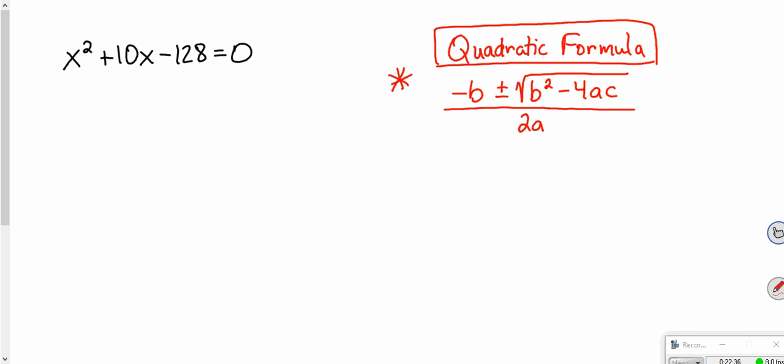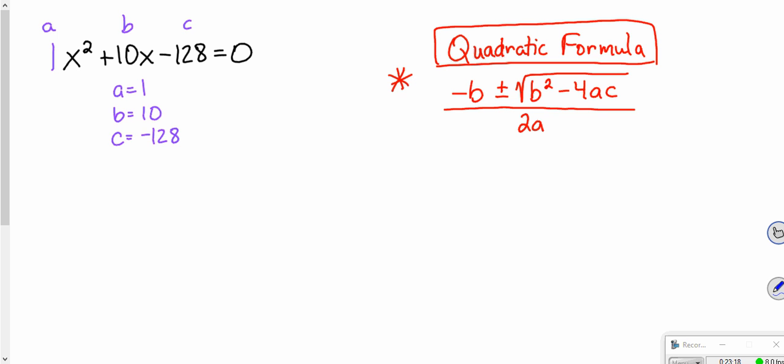Now you got to be wondering where the a and the b and the c come from. Those are our coefficients and constants in our quadratic equation. So this is a 1 if we don't see it, right? This is a, this is b, this is c. So a equals 1, b equals 10, c equals negative 128. If there's a minus sign in front of your term, you have to keep the negative with the number. Okay, so now we have to poke that in the quadratic formula.